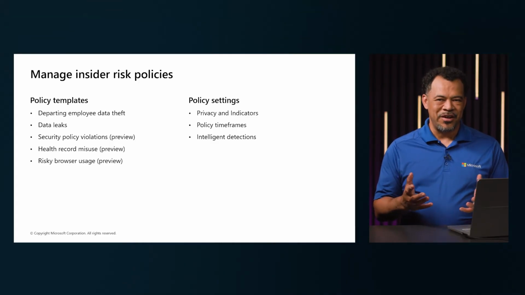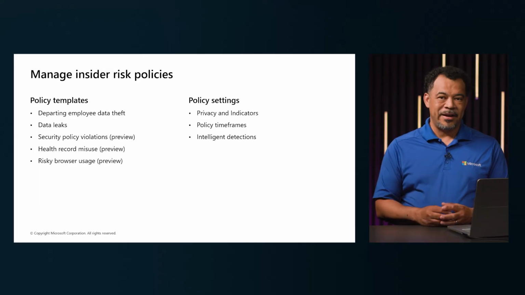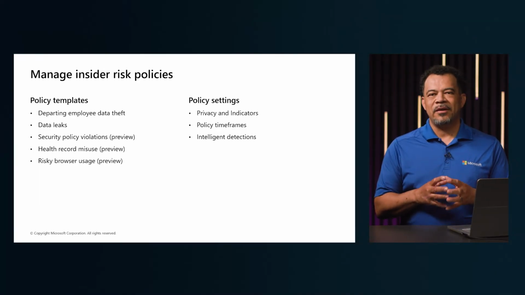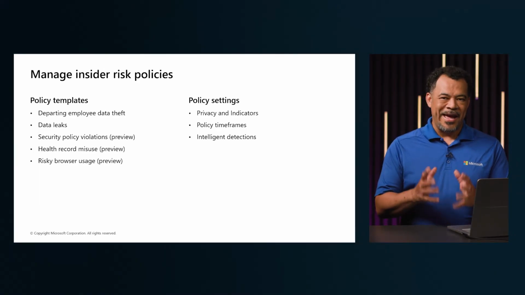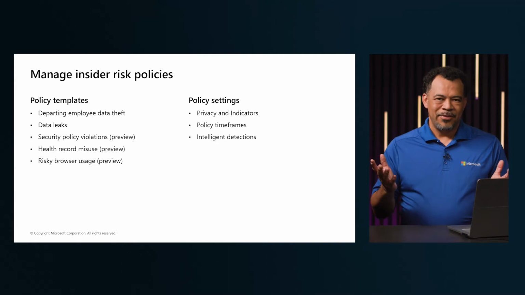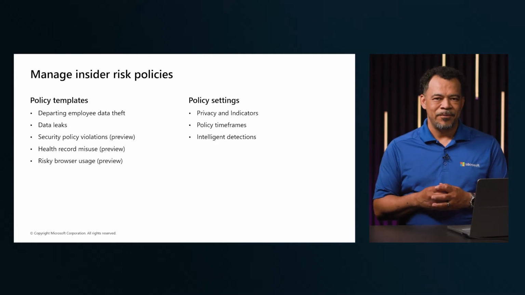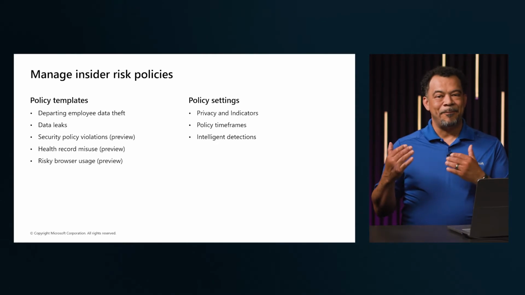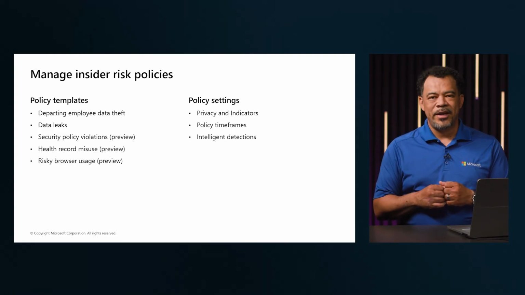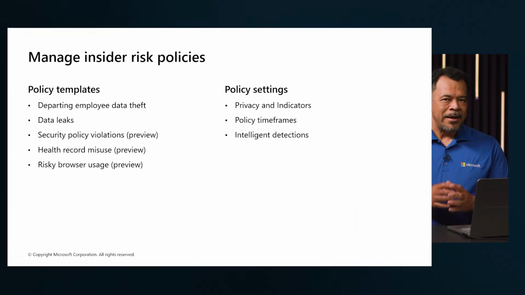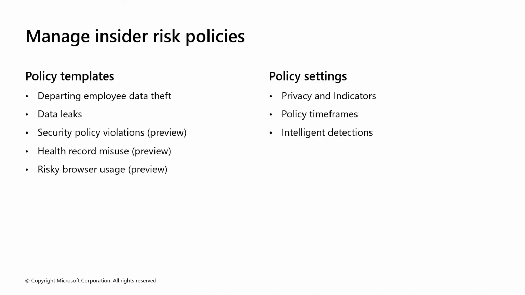Policy settings let you fine-tune how these templates work. You can adjust things like privacy and indicators, which control what kind of user activity is monitored and how it's flagged. There's also a setting for policy timeframes, so you can define how far back the system should look when it's evaluating behavior. And then there's intelligent detections, which uses machine learning to spot patterns and things that might indicate risky behavior.